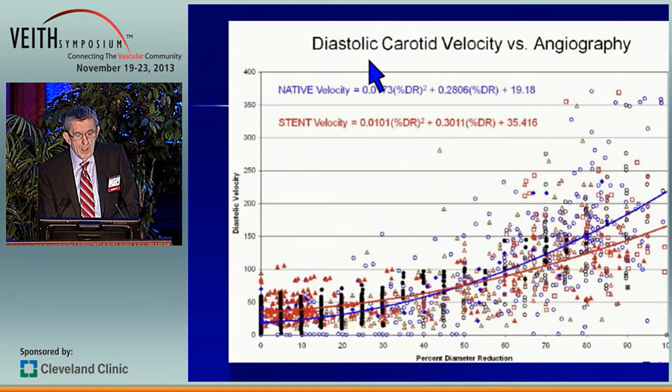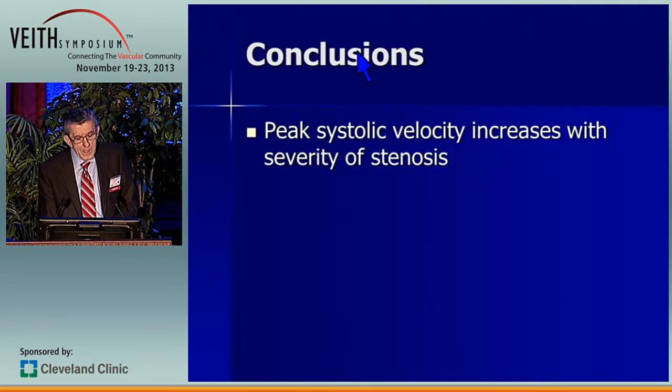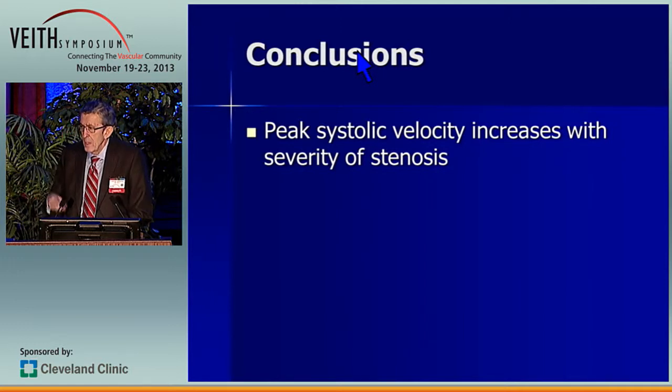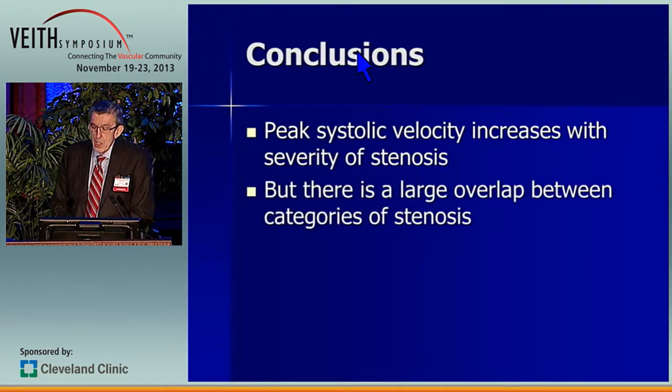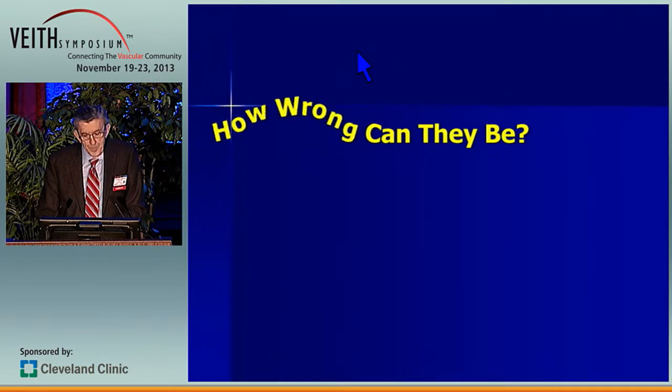If you think diastolic is better, think again. If you think IC-CC ratio solves that problem, it does not. Hence, peak systolic does increase, as does diastolic and IC-CC ratio, with the severity of the stenosis. However, there is a very large overlap between the categories of stenosis, and it doesn't matter which categorization system you use, there is a large overlap.